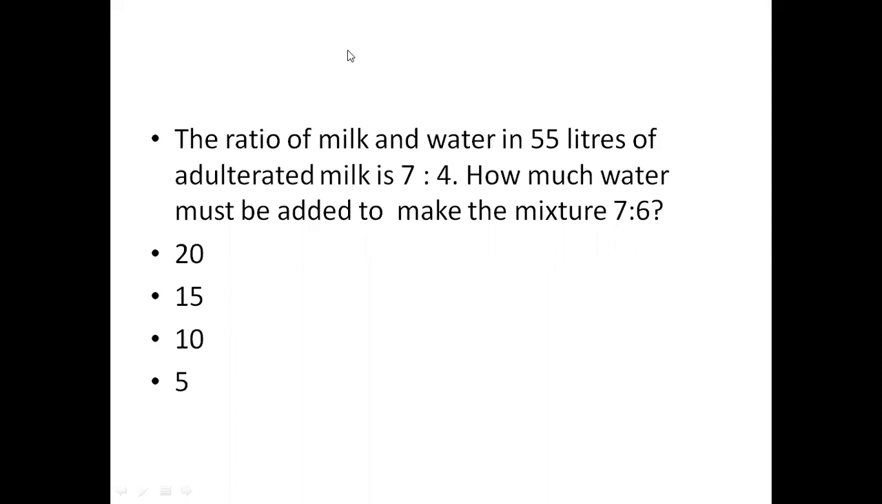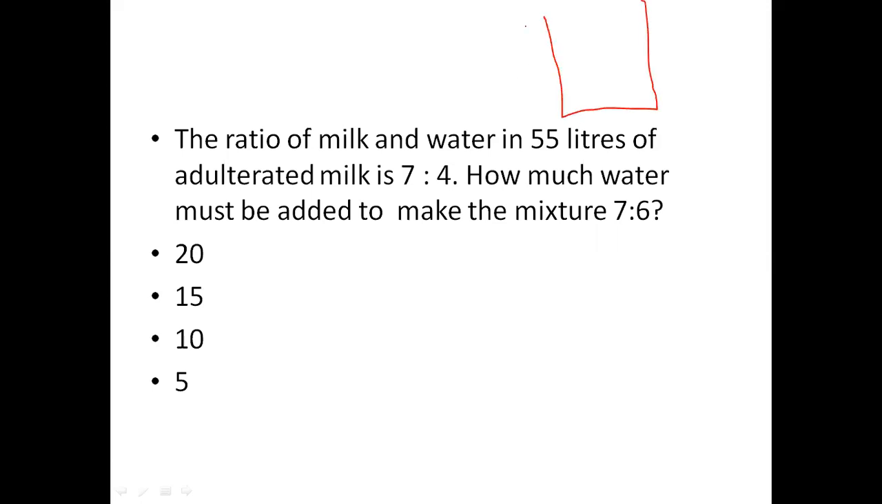So the ratio of milk and water in 55 liters of adulterated milk is 7:4. How much water must be added to make the mixture 7:6? The ratio of milk and water in 55 liters of adulterated milk is 7:4. How much water must be added to make the mixture 7:6?